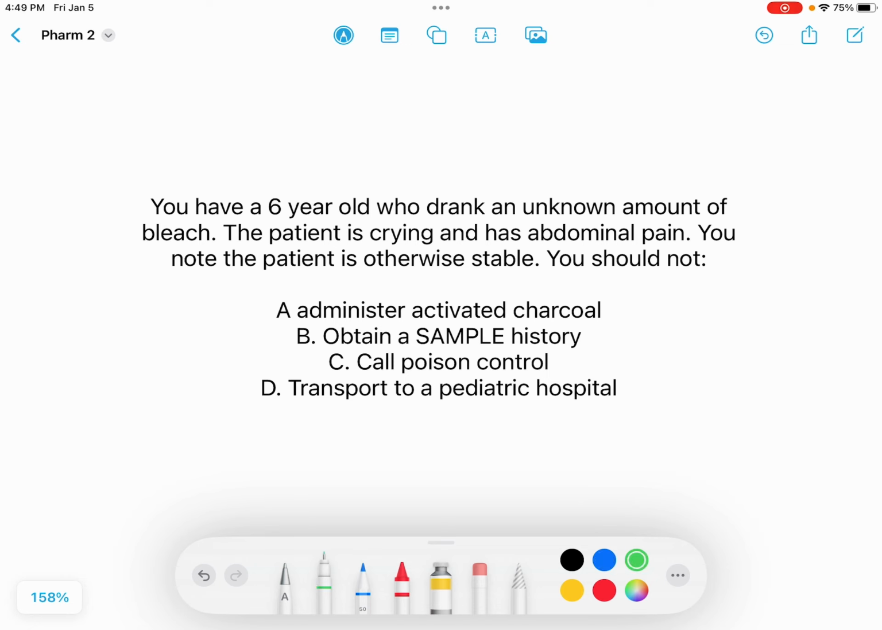Any pediatric patient ideally should go to a hospital that has the ability to take care of pediatric patients. Obviously, not every hospital has this, but in your area, wherever you work, you should be familiar with what hospitals have a pediatric ER, or at least have a pediatric physician who can come in and actually take care of patients. So all three of those, B, C, D, are things we want to do. A is contraindicated because this is a caustic substance ingestion.